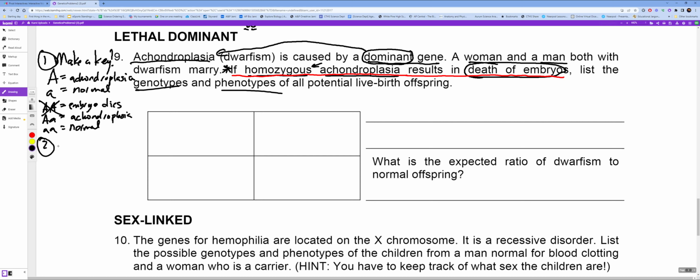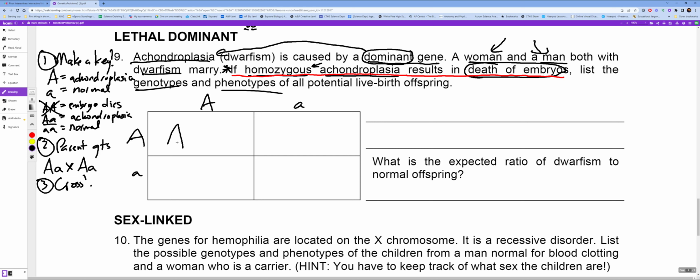Okay. So we want to list the genotypes and phenotypes of all potential live birth offspring. Again, for part 2, we've got to get the parent genotypes. A woman and a man, both with dwarfism or achondroplasia, married. So we only have one genotype that will give us achondroplasia, and that's big A, little a. So we know if both of them have dwarfism, they're both going to be big A, little a. Step 3, cross. All right. Big A, little a. Big A, little a. And then this you're probably familiar with.